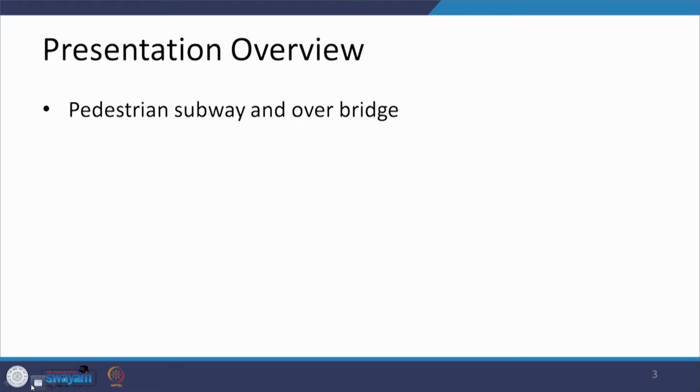If you remember, we have talked about the pedestrian facilities in terms of the geometrics when we were discussing the cross sectional elements, and pedestrian facilities is one of the parts of those cross sectional elements. Now, here specifically we are going to talk about two crossing facilities, one is subway and another is an overbridge. The overbridge is also known as the footover bridge.